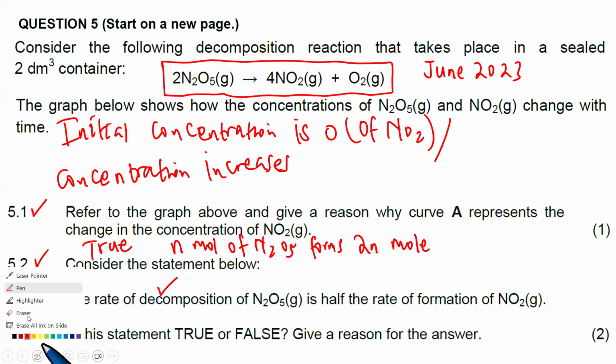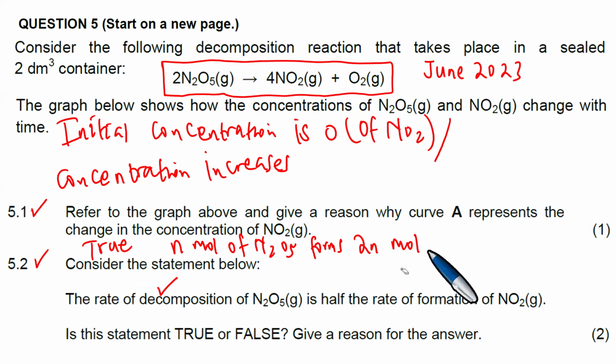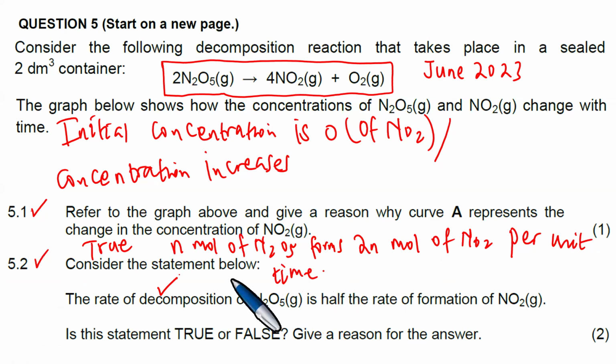You can write 2N mole even without the E. It's allowed. Okay, so we need to adapt that. So 2N mole of NO2, for example, per unit time. Okay, right. So this is true. Why? It is true because N mole of N2O5 forms 2N mole of NO2 per unit time.